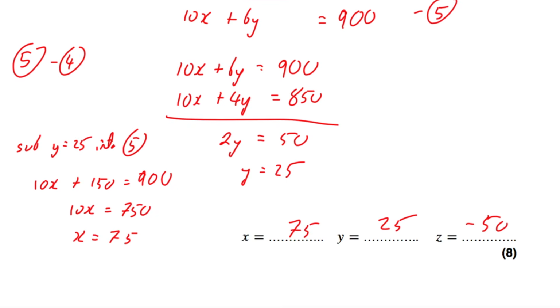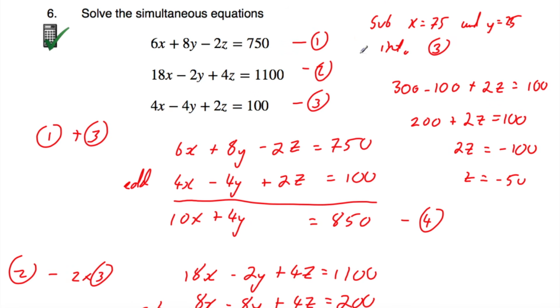And let's just check our answer. I like to check our answer, so let's go back up here and substitute them all into equation 1. So I'm just going to substitute these into equation 1 and see what we get. So 6x, so 6 times 75 would be equal to 450, plus 8 times y, so 8 25s is 200. Take away 2 times z, so 2 times minus 50 is minus 100, so we're going to take away minus 100, and let's see what we get.